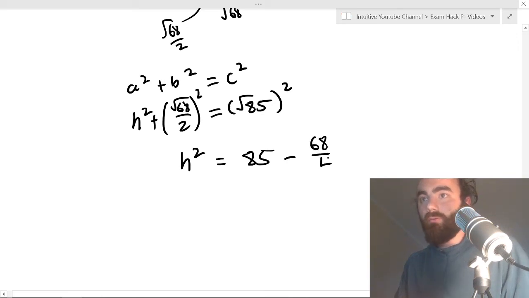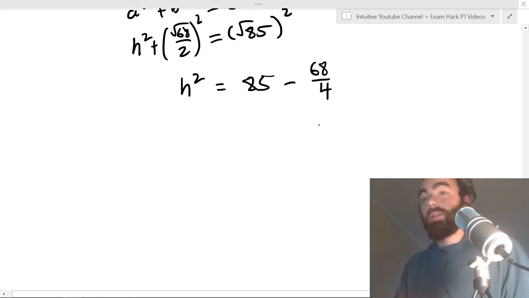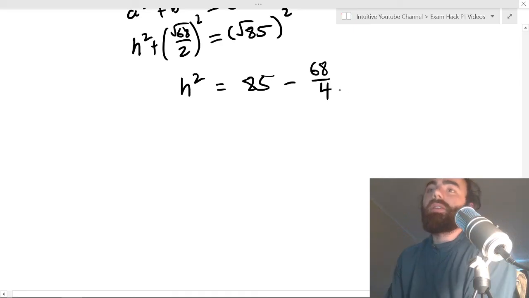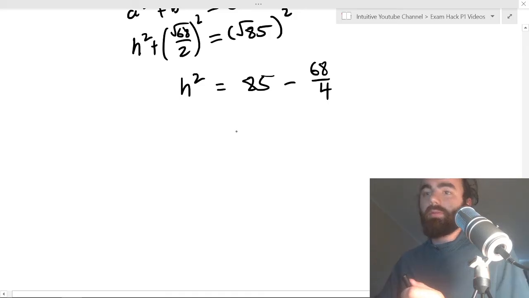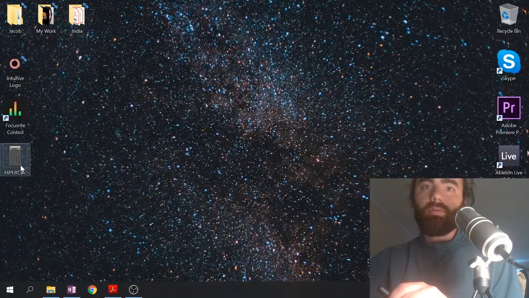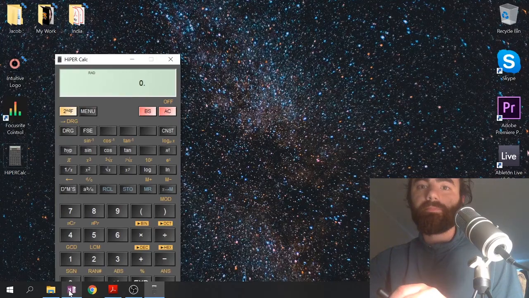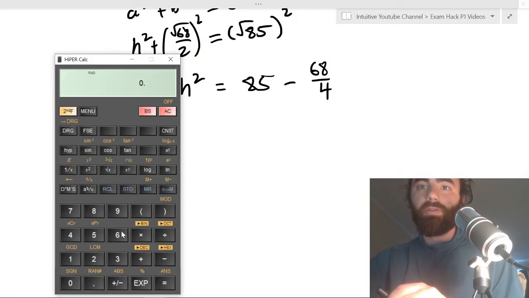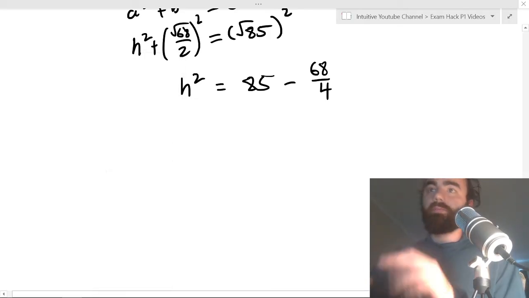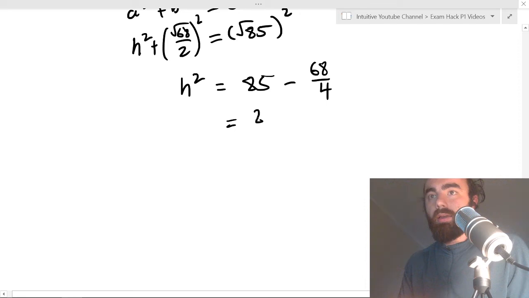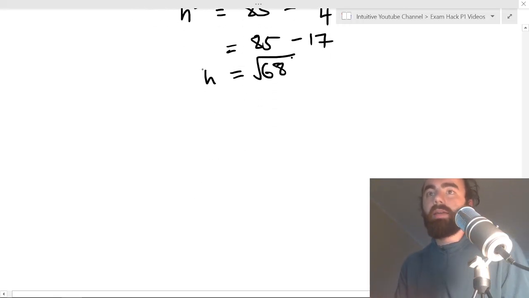68 over 4, which is what? 68 divided by 4 is, let's do it on the calculator really quick. Let's get this calculator up. So we'll just do 68 divided by 4 equals 17. So we get 85 minus 17, which is 68. So h equals the square root of 68.